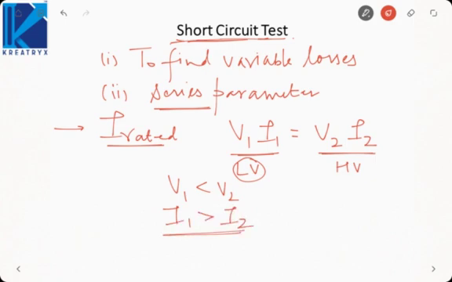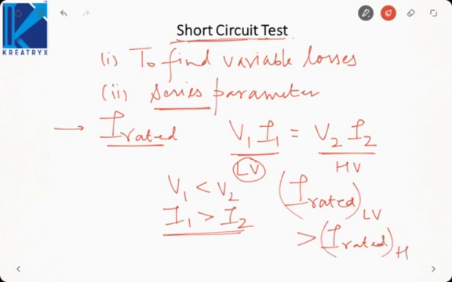That means current would be higher on the low voltage side and current would be lesser on the high voltage side. Now, since we want to flow the rated current, rated current would be higher on the low voltage side and lower on the high voltage side. I rated low voltage would be greater than I rated high voltage. Since we need to conduct the test at the rated current, it is better to conduct the test on the high voltage side since the rated current requirement is lesser. So, we will conduct the test wherever the current requirement is lesser.